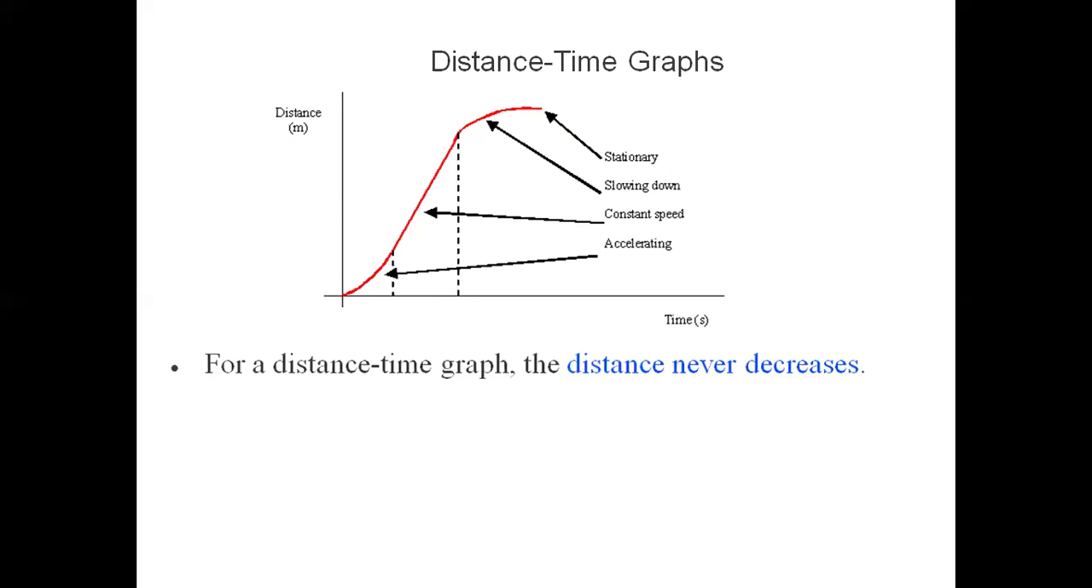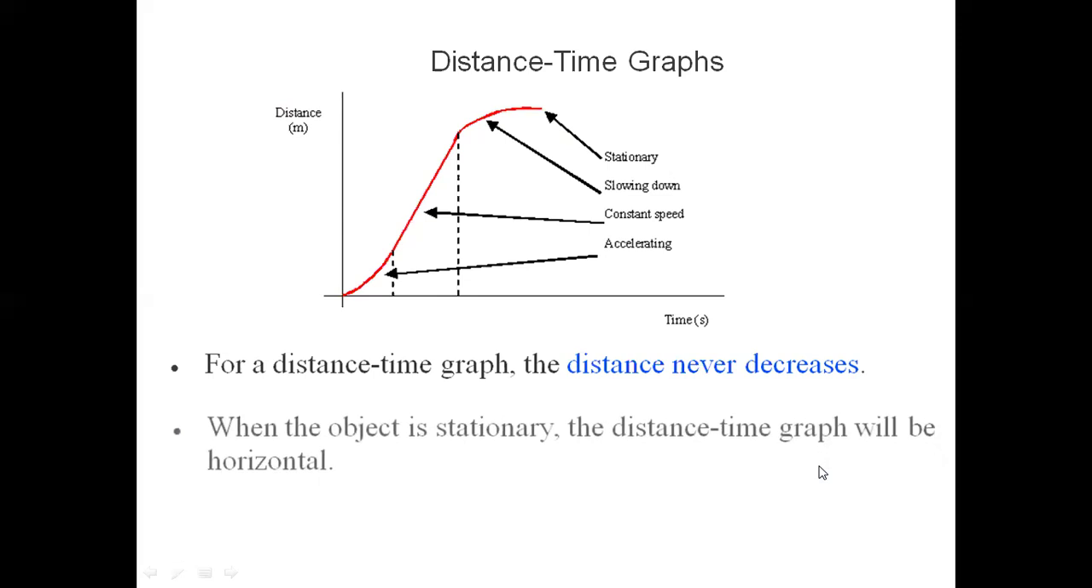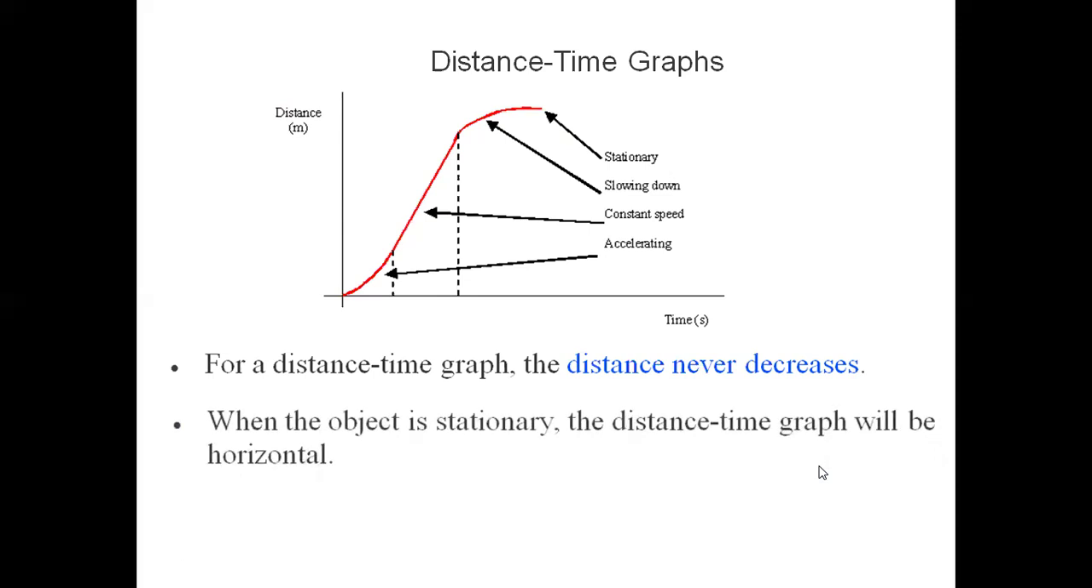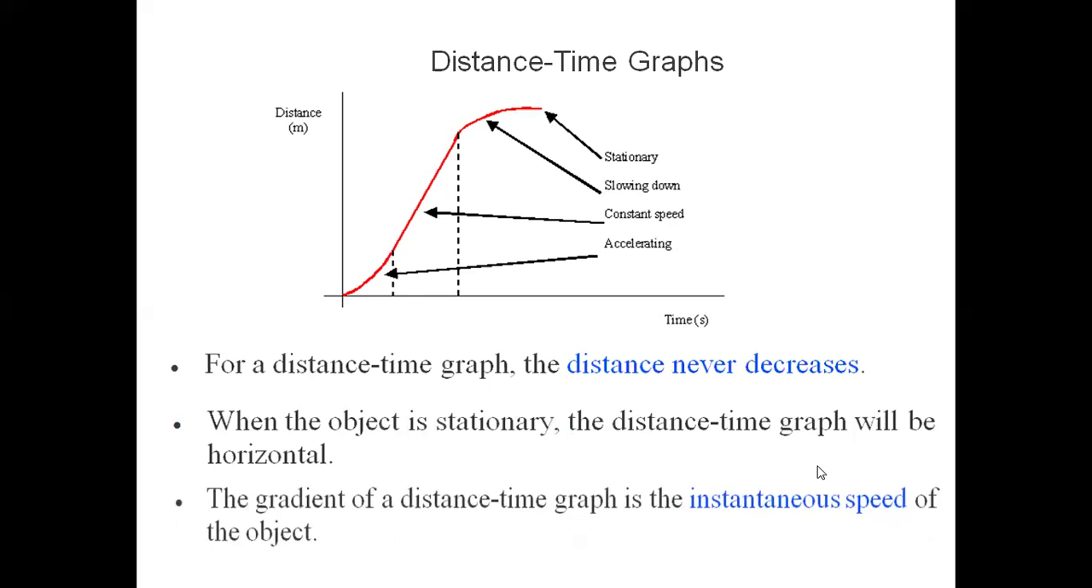For distance time graph, the distance never decreases. As we saw in the first slide of this video, after returning back, the graph was not having negative gradient. So that was drawn in the rising direction. When object is stationary, distance time graph will be horizontal. The gradient of distance time graph is instantaneous speed of the object.